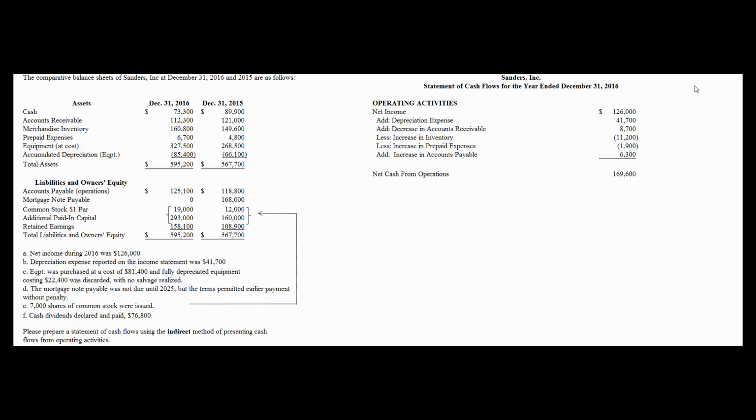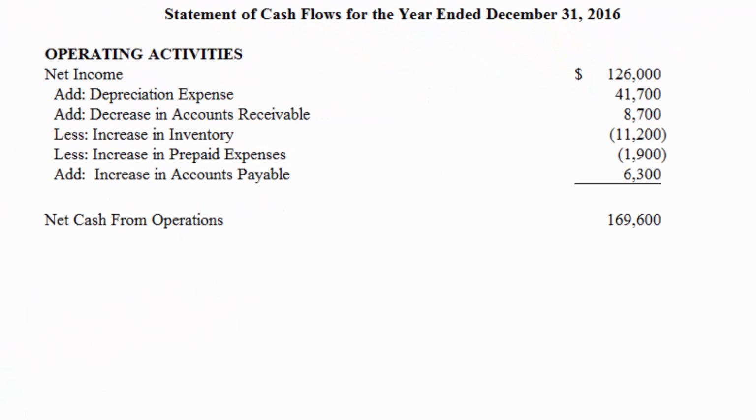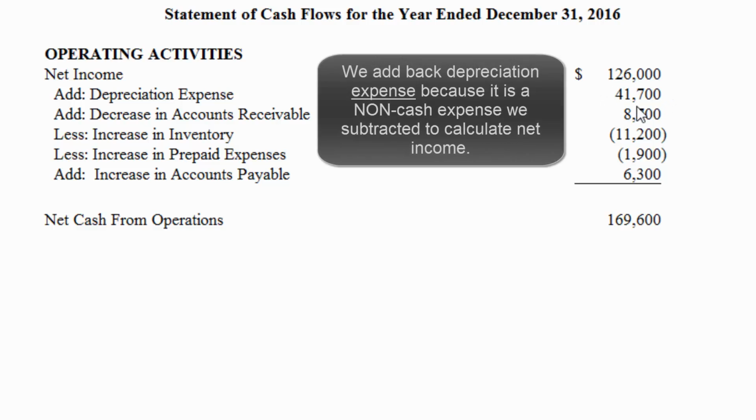Okay, so now we have the information and the skill set to complete the operating activity section. We start with net income. Remember, use the indirect method. So we start with net income and work backwards to get to cash. We have to add back depreciation expense. We subtracted that non-cash expense to arrive at net income, so we have to add it back.